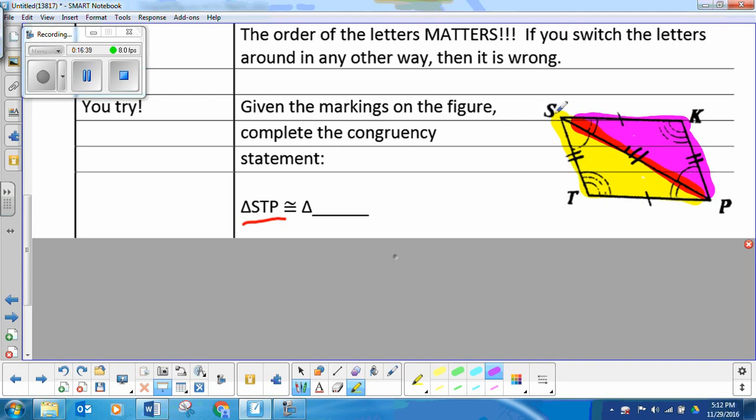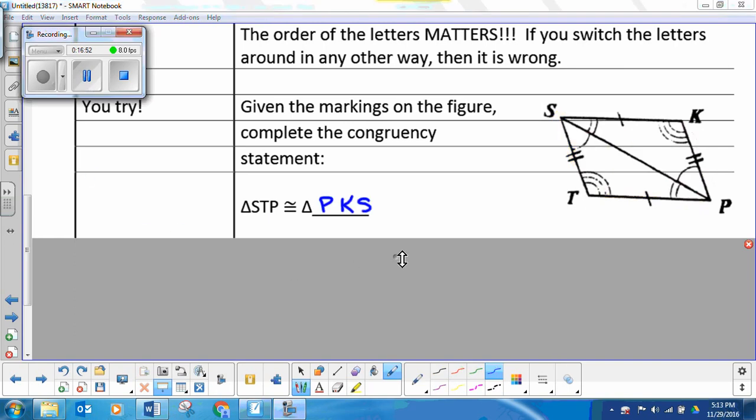All right, so using the same process we used above, go ahead and try to write a congruency statement, pause the video, and check your work. All right, so you should have gotten that triangle STP is congruent to triangle PKS. If you didn't get that, please raise your hand and we will be glad to check it out, see what happened.